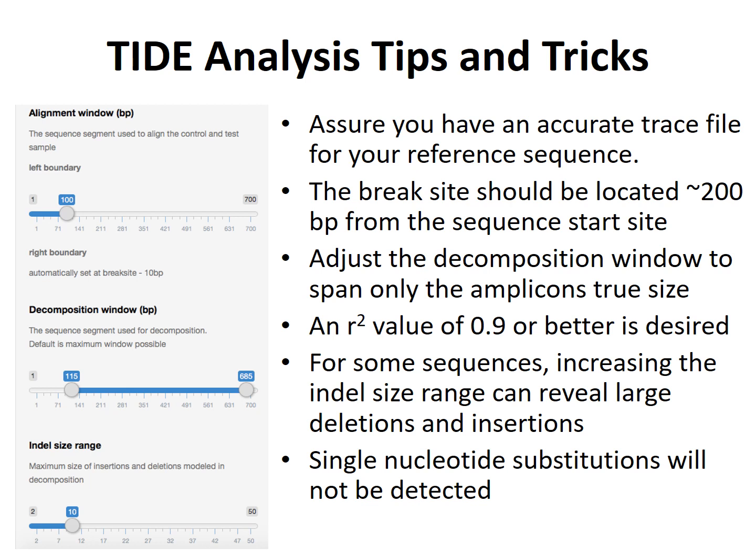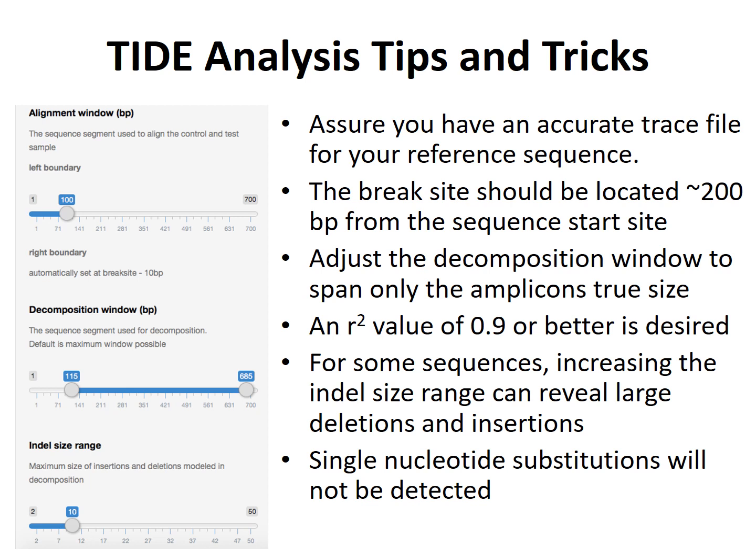So you want to ensure that you have an accurate trace file for this. The break site should be located about 200 base pairs from the sequence start site. And so you might have to sequence from either the 5' or 3' end to get that to work. You also then want to adjust the decomposition window to span only the amplicon's true size. And an R-squared value of 0.9 or better is desired.